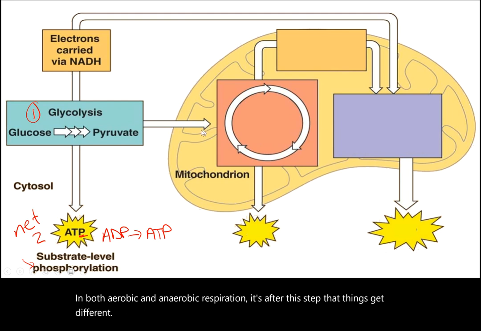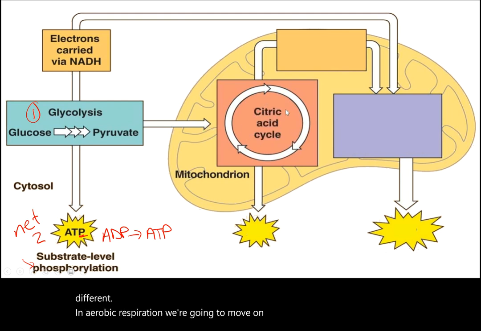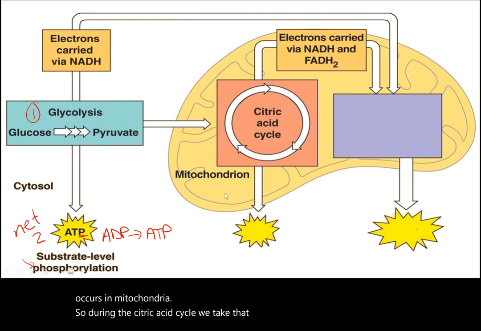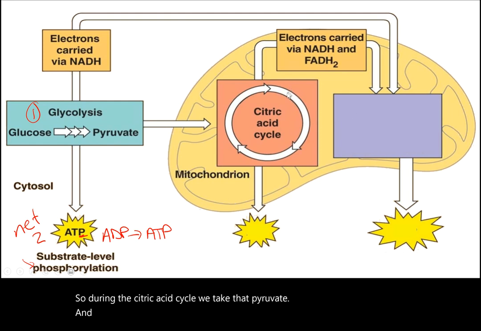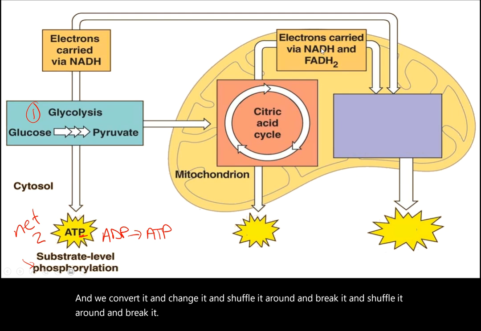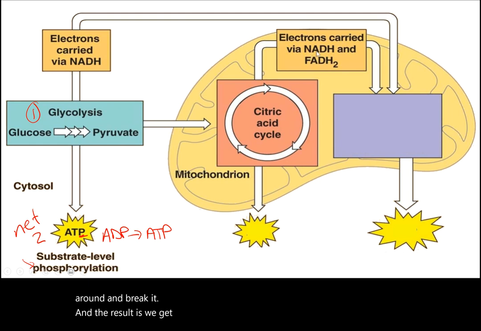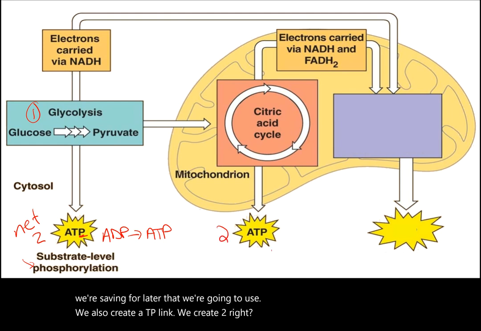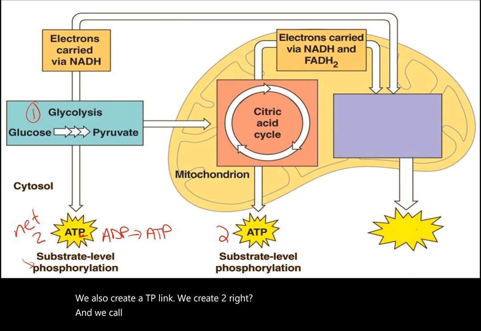In aerobic respiration, we're going to move on to the citric acid cycle, which occurs in mitochondria. So during the citric acid cycle, we take that pyruvate and we convert it and change it and shuffle it around and break it. And the result is we get energy carrier molecules, NADH and FADH2, that we're saving for later. We also create ATP. I think we create 2, right? And we call that substrate level phosphorylation.